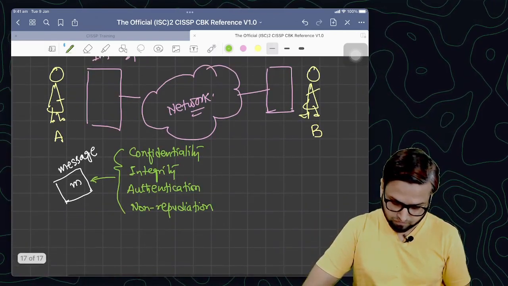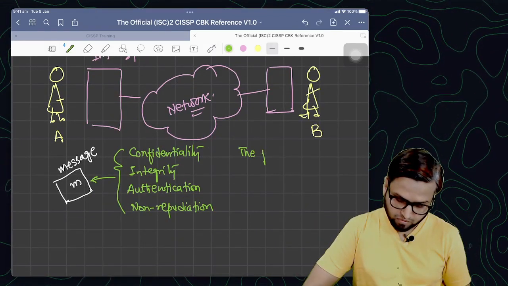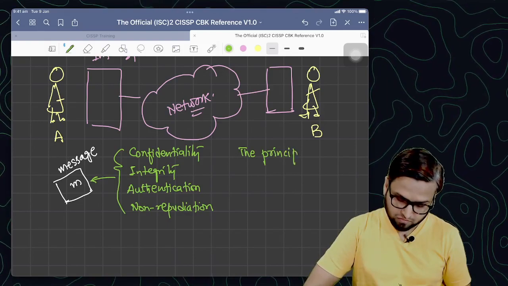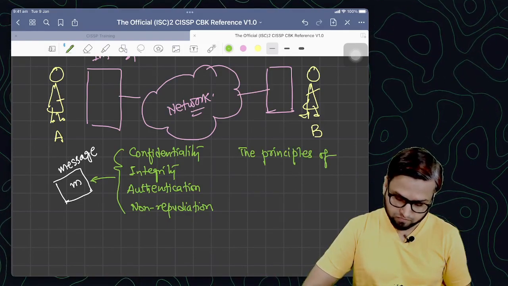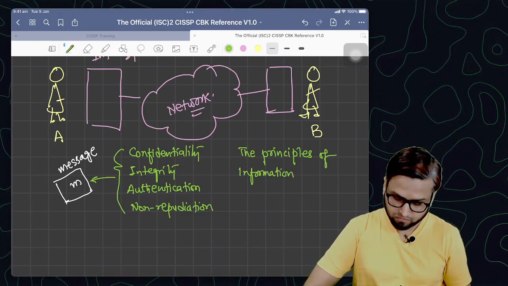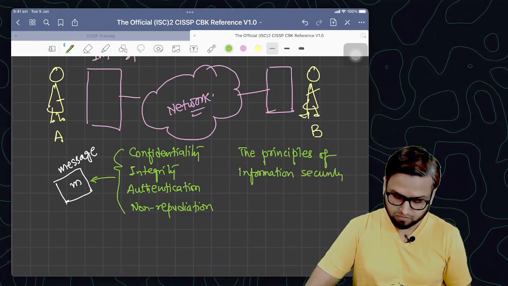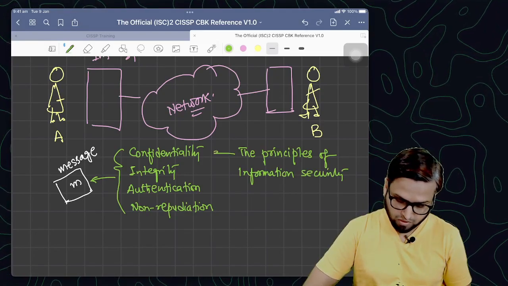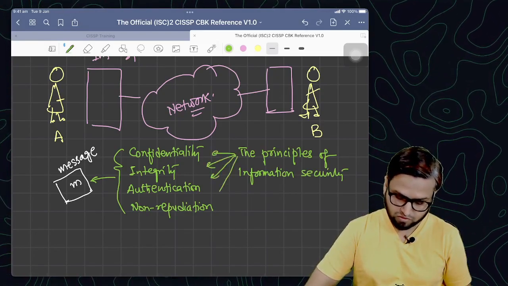the principles of information security. So these all are the principles of information security.